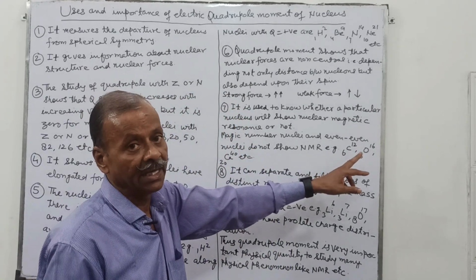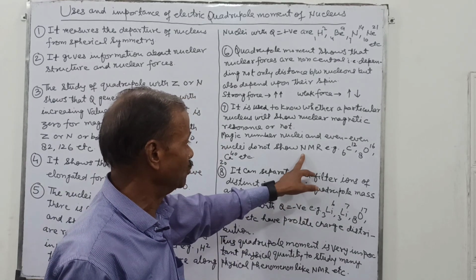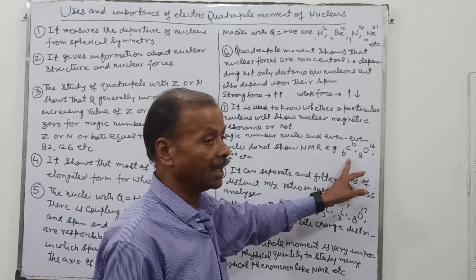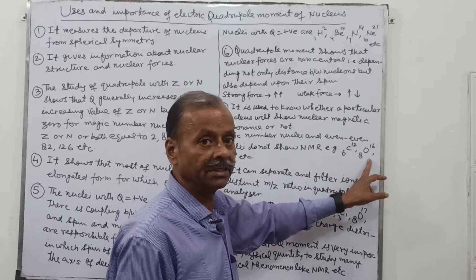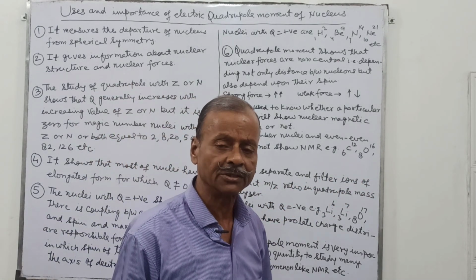Magic number nuclei and even nuclei do not show nuclear magnetic resonance. For example, carbon-12, oxygen-16, calcium-40, etc. There are so many nuclei.